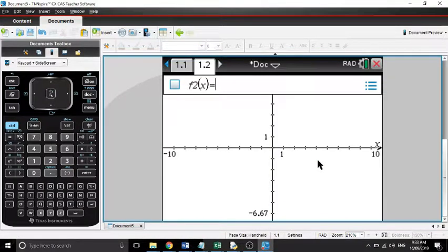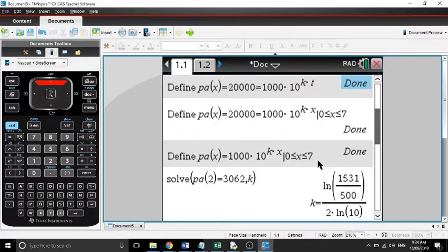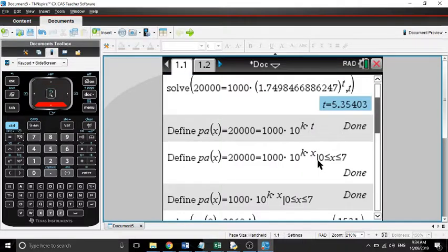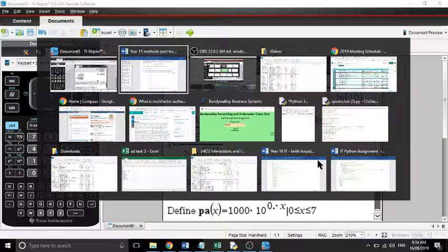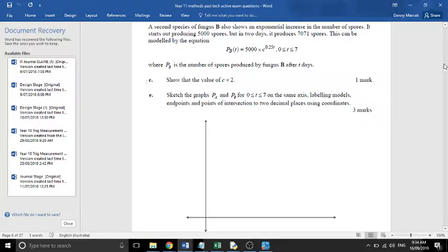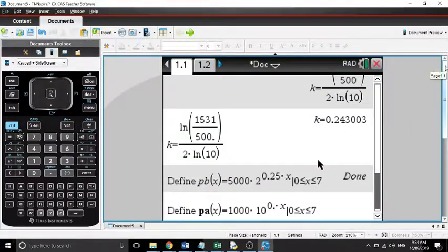I will redefine that function because I left the k there. So we know that k is 0.243. Just check it. That's what I'm told in the question. 0.243.